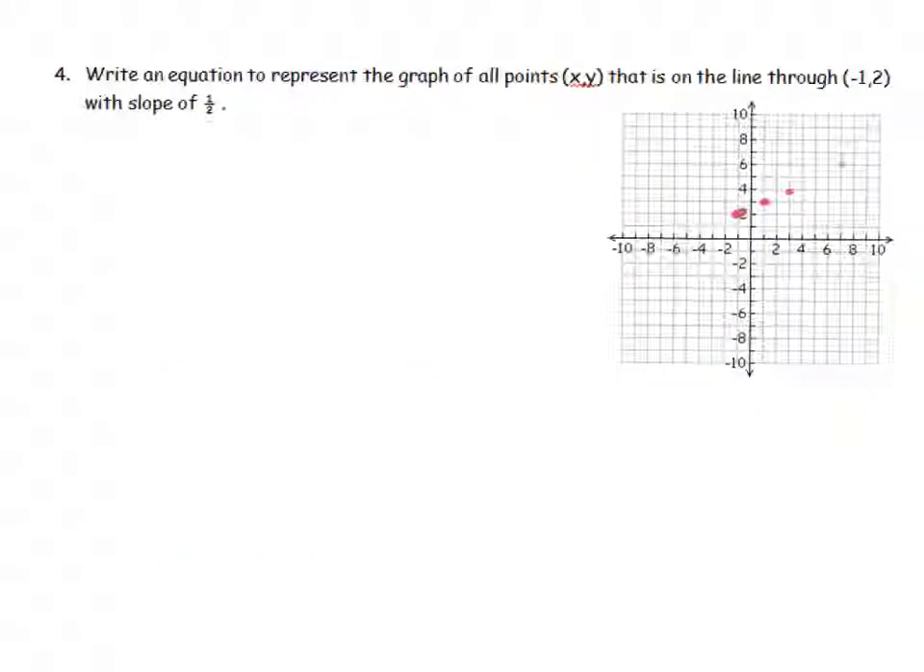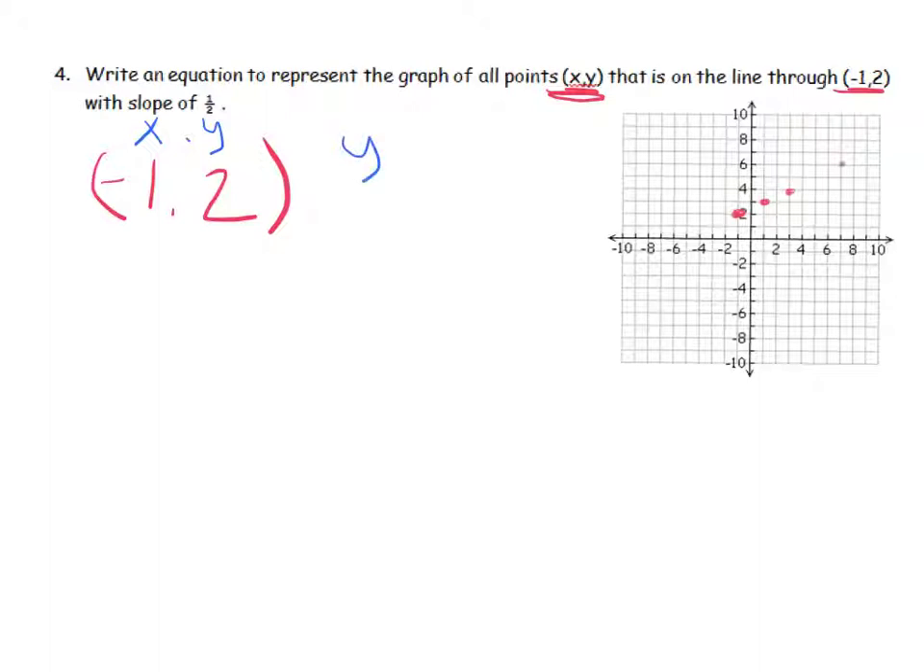We're going to move to extending that idea of writing the equation of a line based off of the slope. So now we want to write the equation of a line to represent all of the points (x, y) that are on the line through the point (-1, 2). We're going to take the same idea. Here's (-1, 2). Let's introduce a variable point, (x, y). We're going to first start out by finding the slope. We're going to say (y - 2) over (x - (-1)), and we want that to be equal to 1/2.